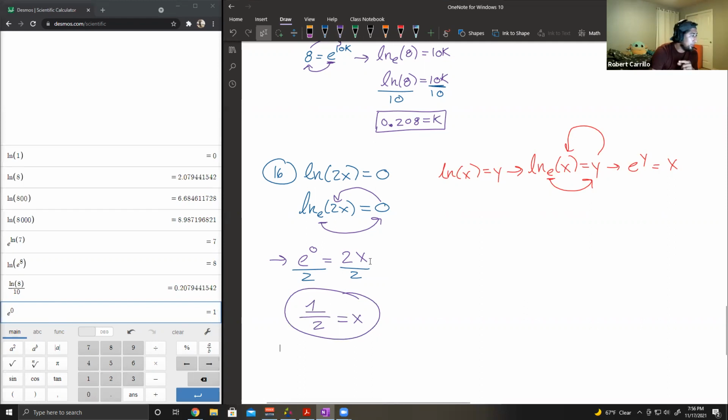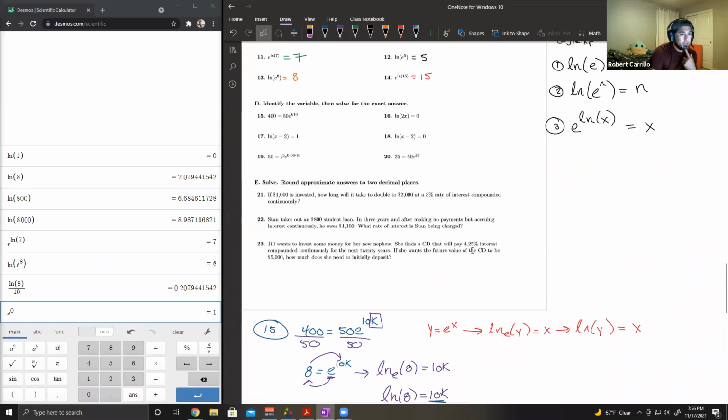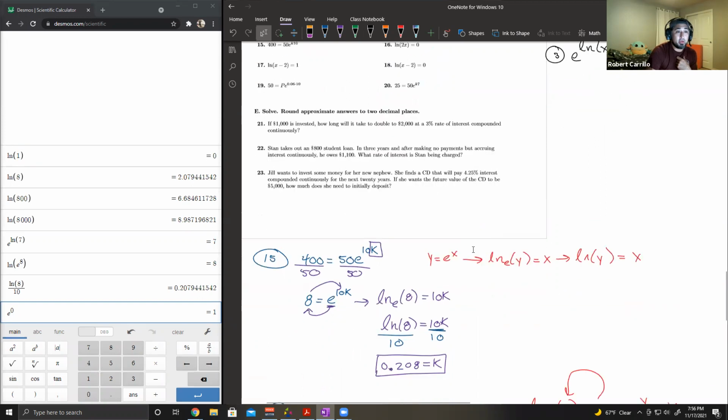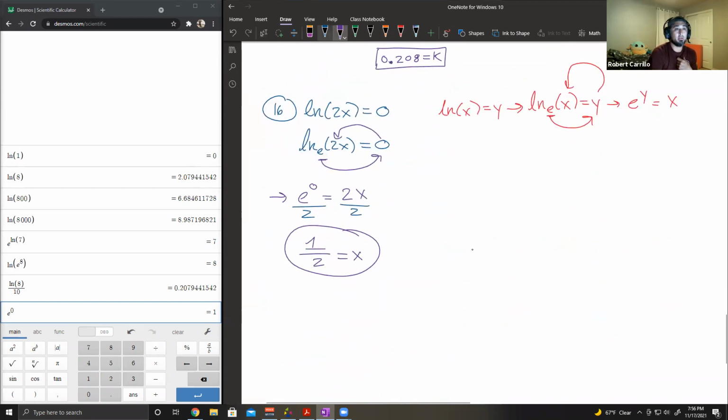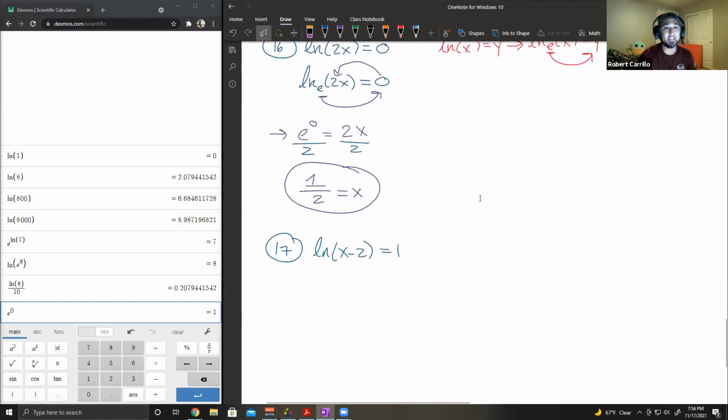Everybody go with that one? All right. 17. Natural log of x minus 2 equal to 1. We're going to do the exact same thing we did in 16. We're going to convert from log to exponential. So let me rewrite this as natural log base e of x minus 2 equal to 1.